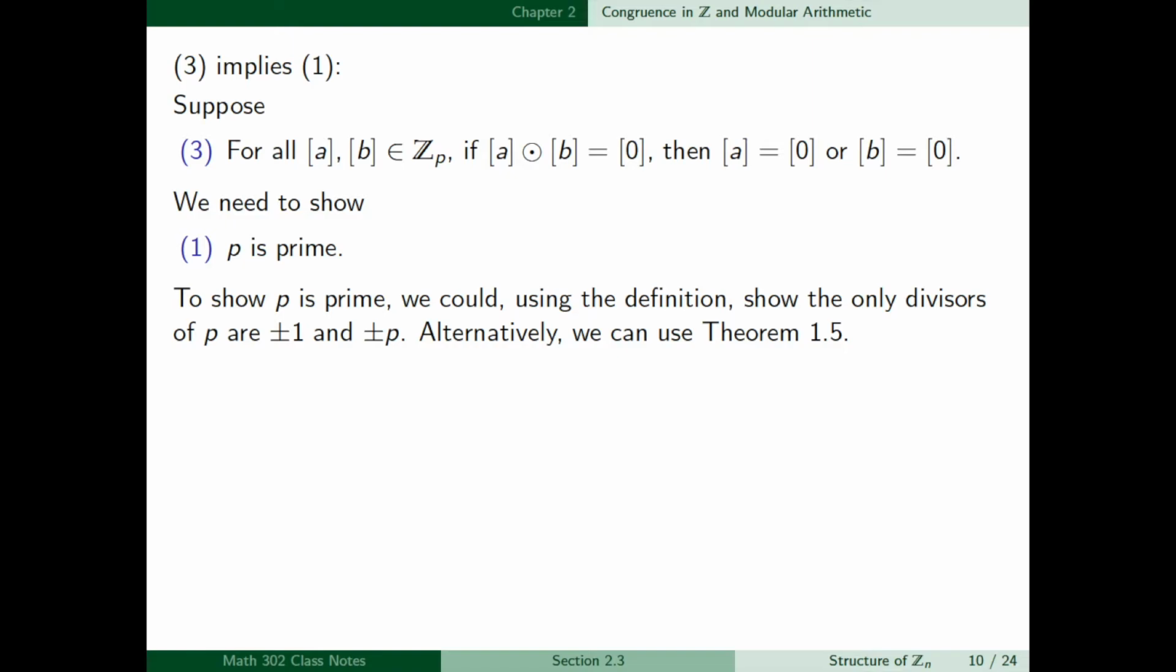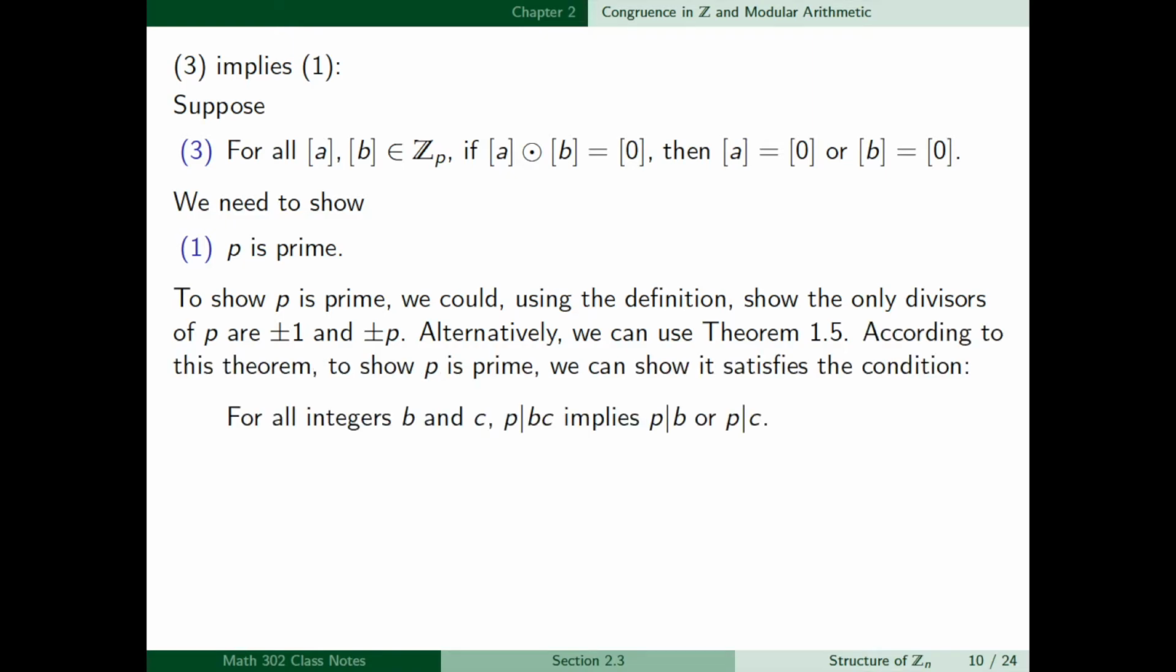Alternatively, we can use theorem 1.5. According to this theorem, to show that p is prime, we can show that it satisfies the condition: for all integers b and c, p divides the product bc implies p divides b or p divides c. According to theorem 1.5, an integer p is prime if and only if it satisfies this condition.